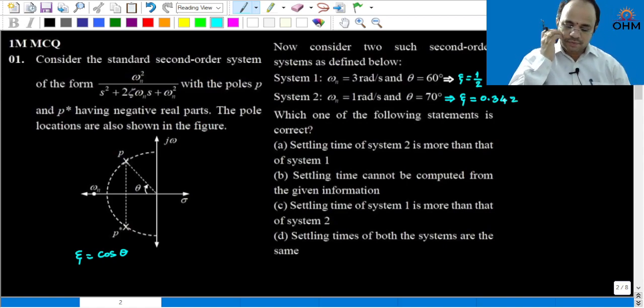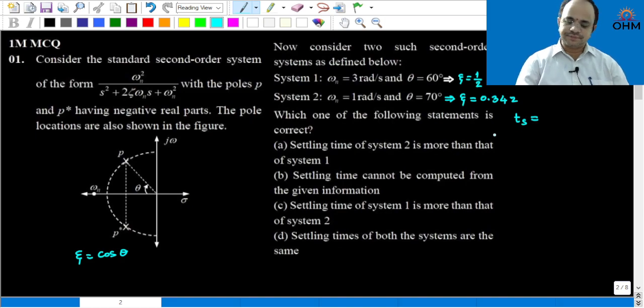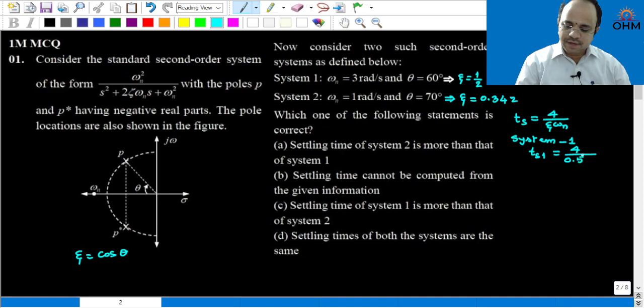0.342. Now, what is the settling time formula? Here it is not mentioned whether 2% or 5% tolerance limit. Just for more accuracy, let us consider 2% tolerance. That will give you 4 by zeta omega n. Therefore, using this formula, for system 1, let us say Ts1 is 4 divided by zeta value 0.5 times omega n, which is given as 3 radian per second. For system 1, this numerical value will be 2.67 second.